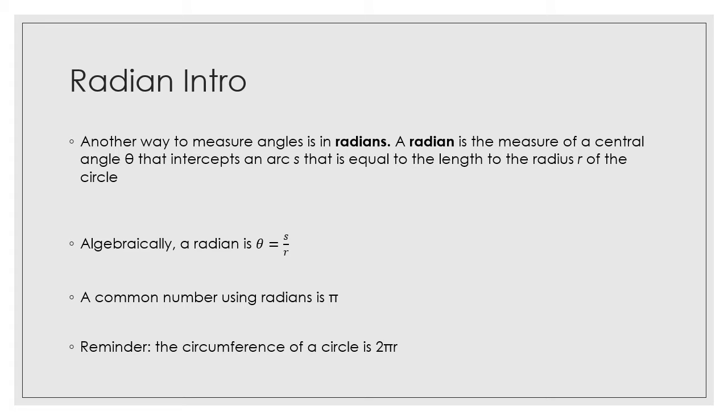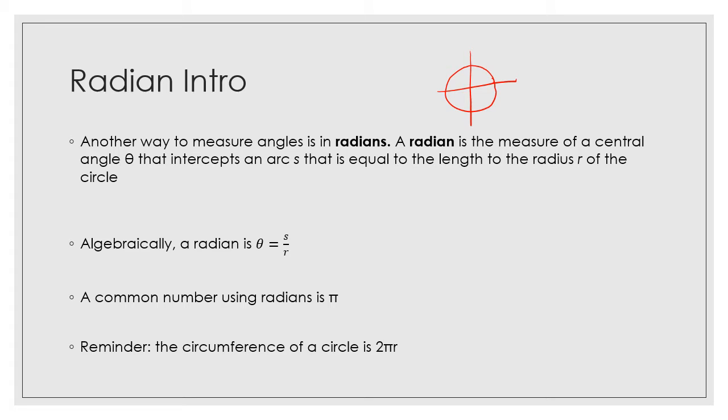So what exactly a radian is, it looks at a circle in a coordinate plane. So here's a coordinate plane, and then I have a circle. In a circle, we have, again, a circumference. So the circumference of a circle is 2 pi r. That's just a little reminder from geometry.